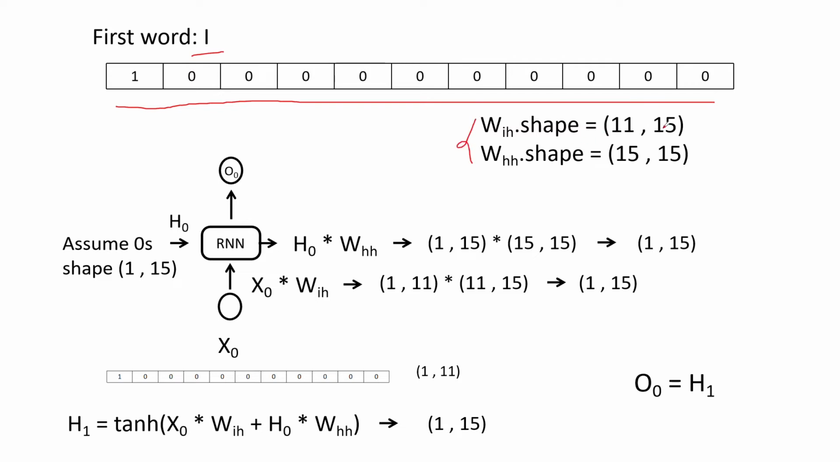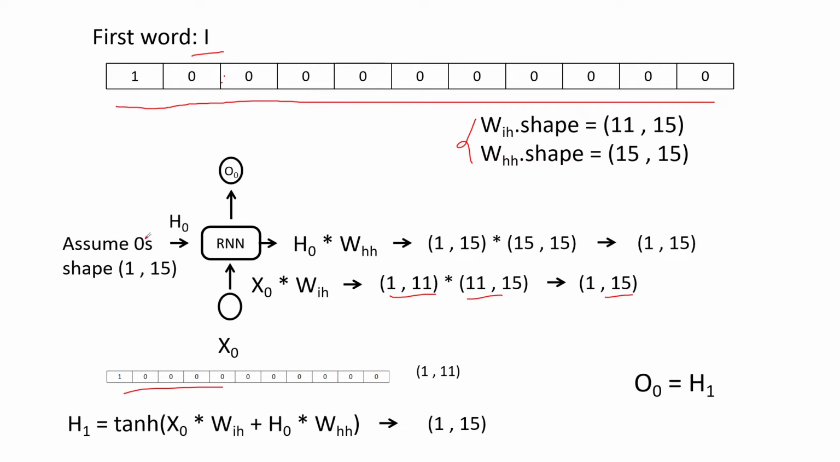So 11 cross 15, 15 I have assumed, and 11 was from here itself, because we have to multiply. First, you see this embedding vector is the same as this vector over here. Now what will happen? This will go as x. x0 will be multiplied by WIH. So x0's dimension was 1 cross 11 into W's dimension 11 cross 15. Obviously this can be multiplied and you will get 1 cross 15.